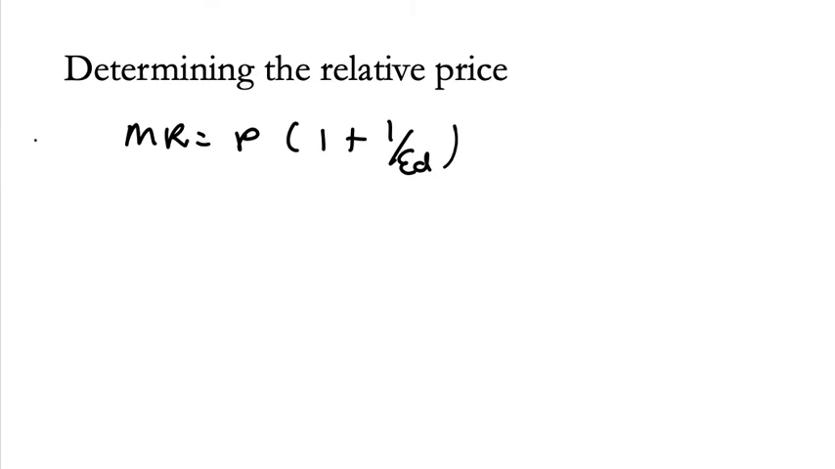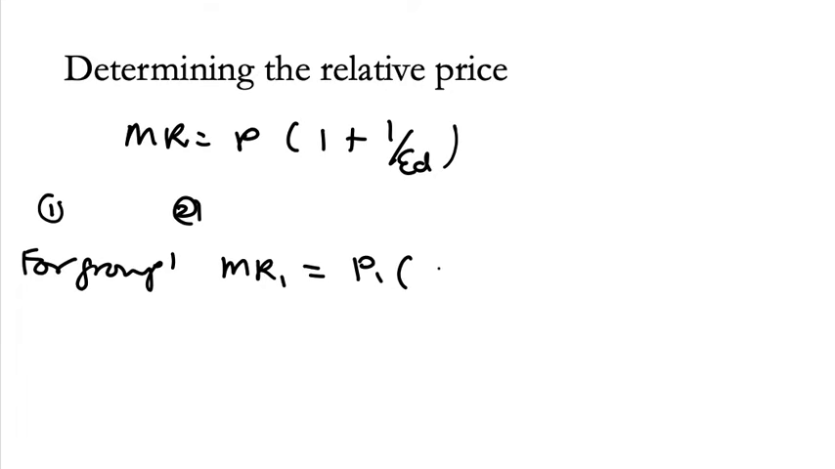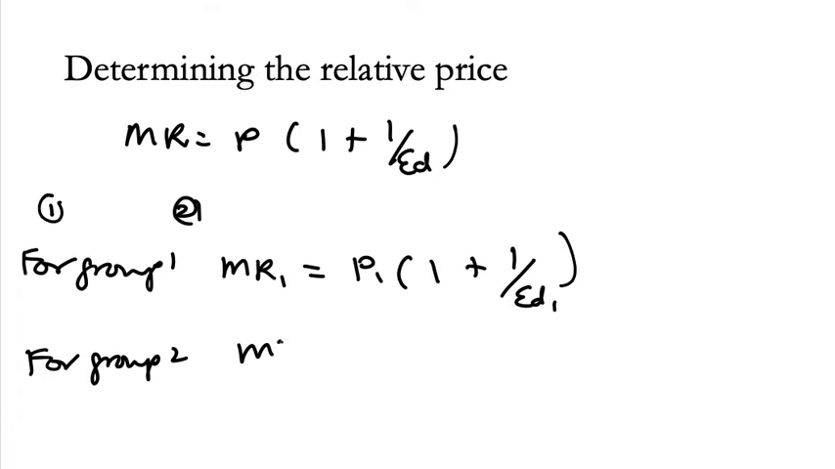So let's say we have two groups of consumers, group 1 and group 2. For group 1, we have MR1 equals P1 in bracket 1 plus the reciprocal of ED1, isn't it? Now for group 2, we have MR2 equals P2 times 1 plus 1 over ED2, or the reciprocal of price elasticity of demand.